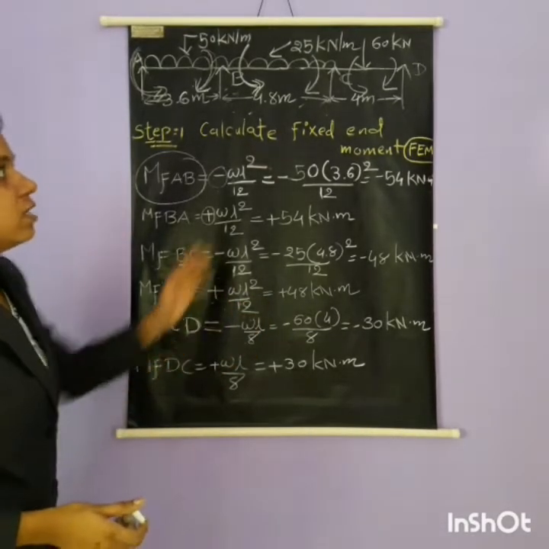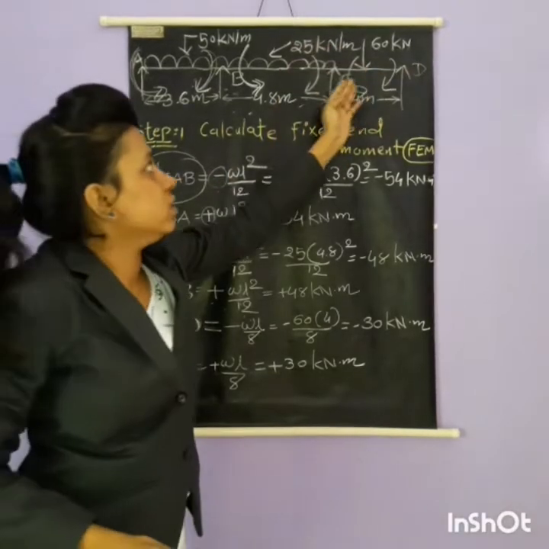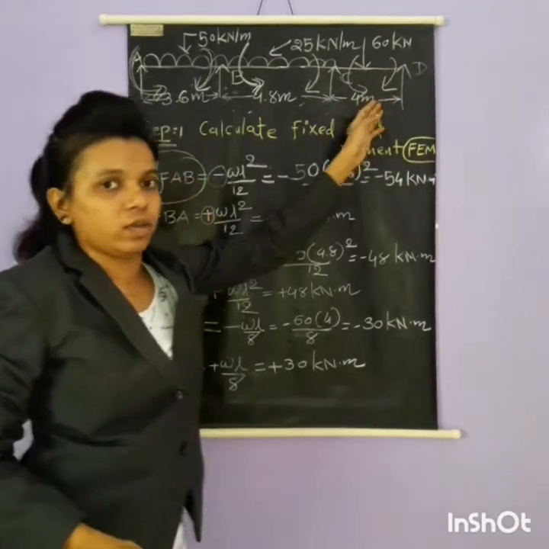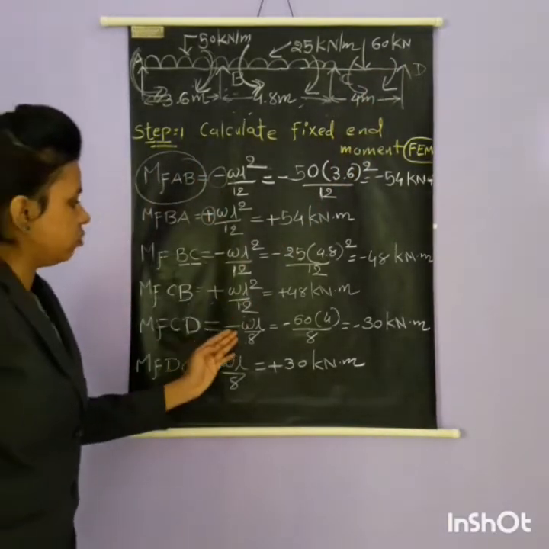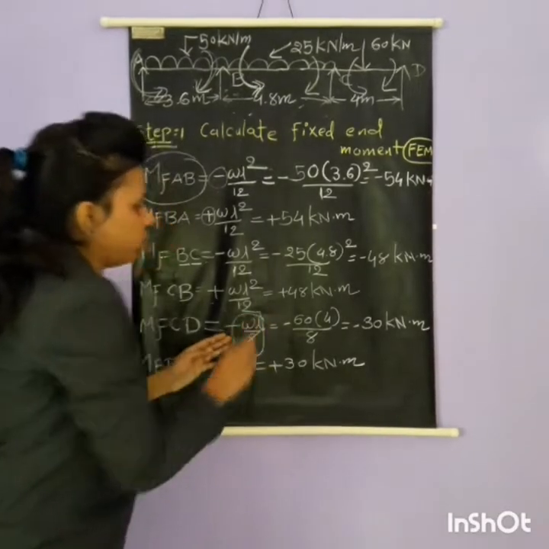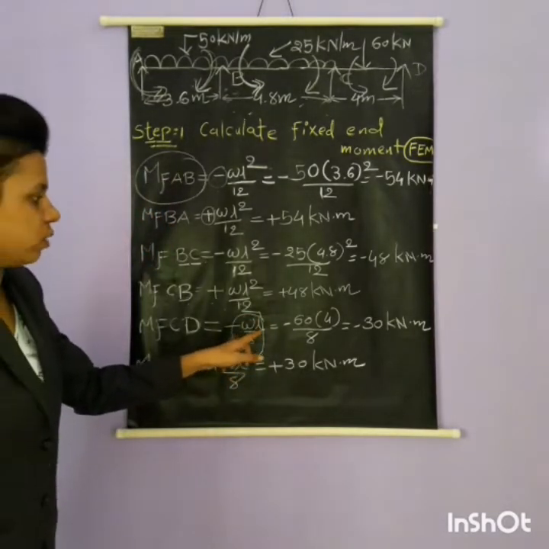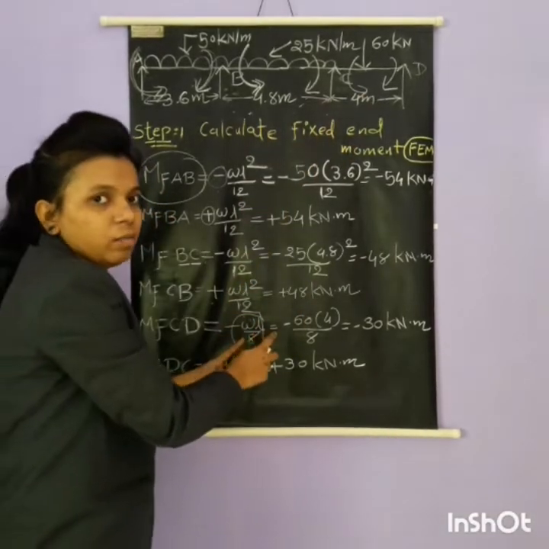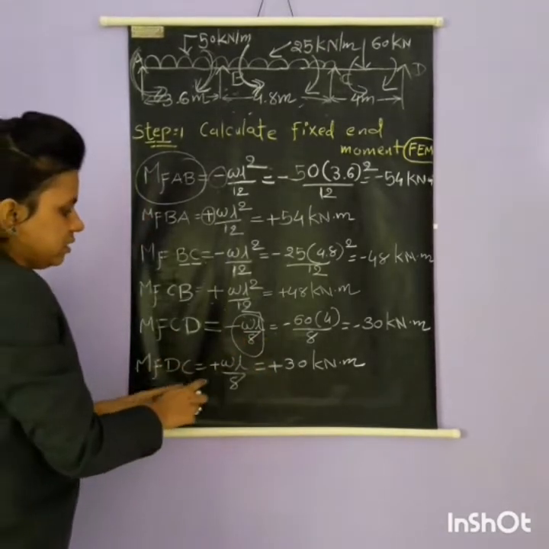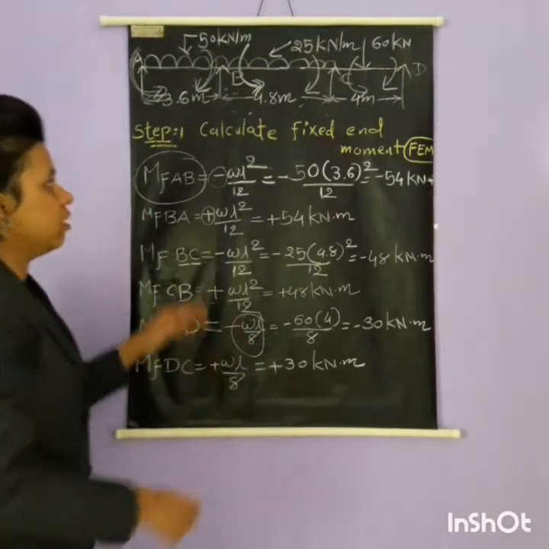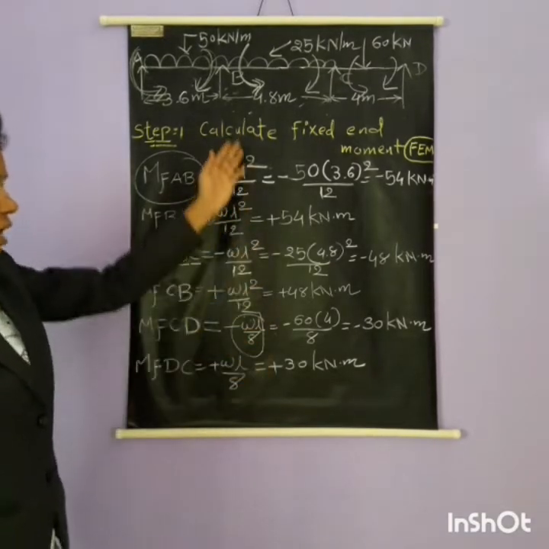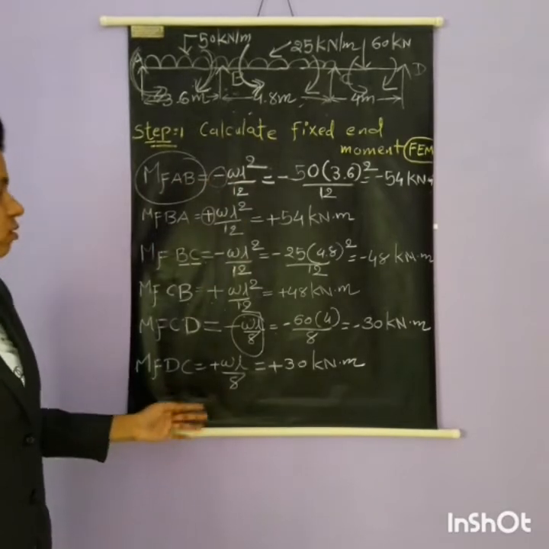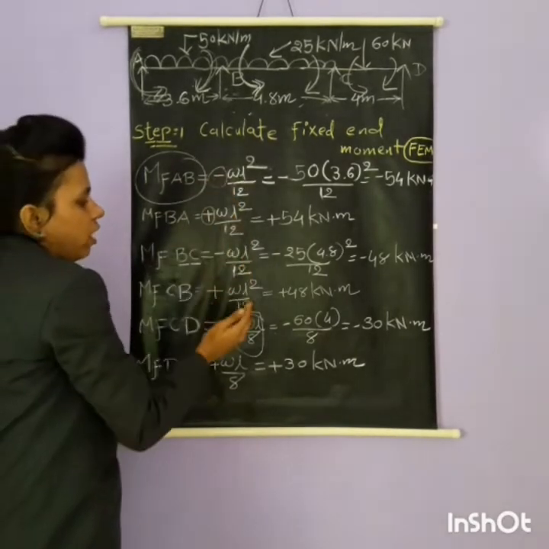Now the turn of the span CD. Here you can see the C to D is anti-clockwise and D to C is clockwise. So the MFCD is equal to minus WL by 8. The formula of point load is WL by 8, and MFDC is equal to plus WL by 8. Now all formulas are here and ready to be used.